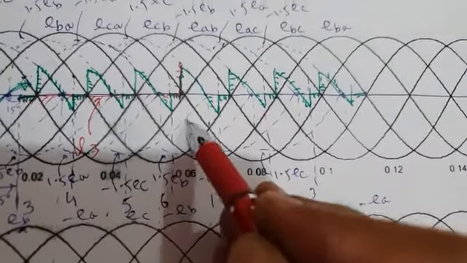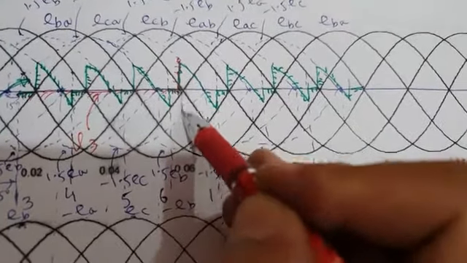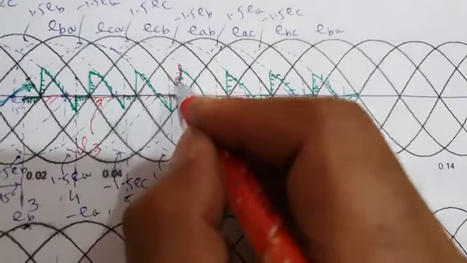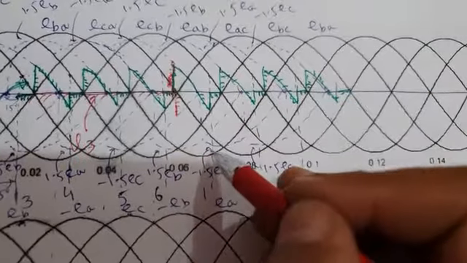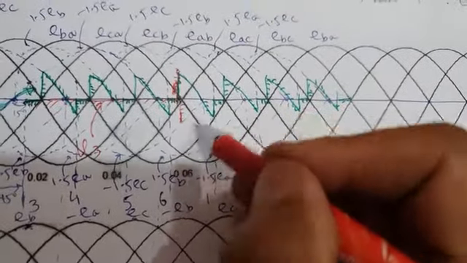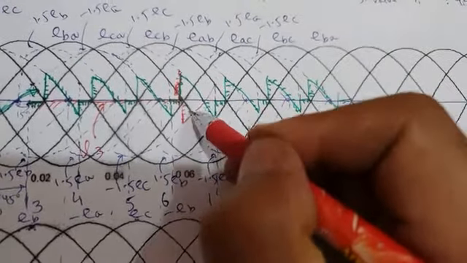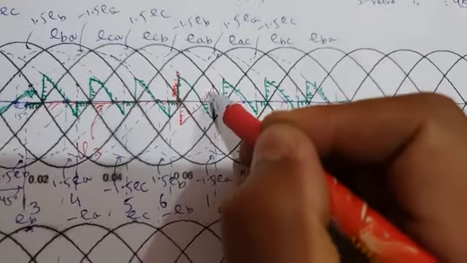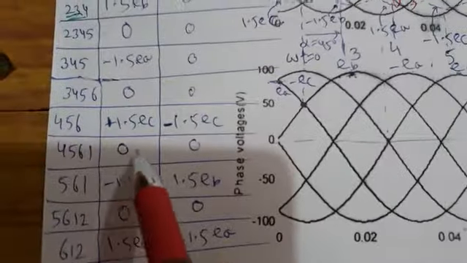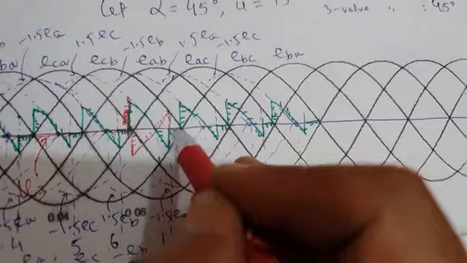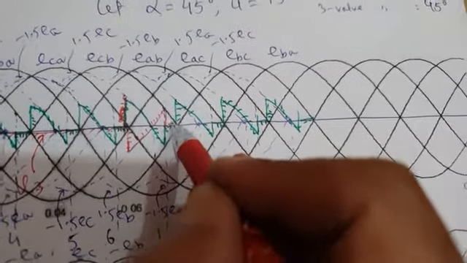It goes up, up, up. So that means your valve voltage will now follow this, not this. It will be minus 1.5 EC till the next instant of firing, that is this instant. So it will follow this up to this. And then valve voltage is 0 for 15 degrees. So it will go down and follow the same curve as this. It will be 0 for 15 degrees.